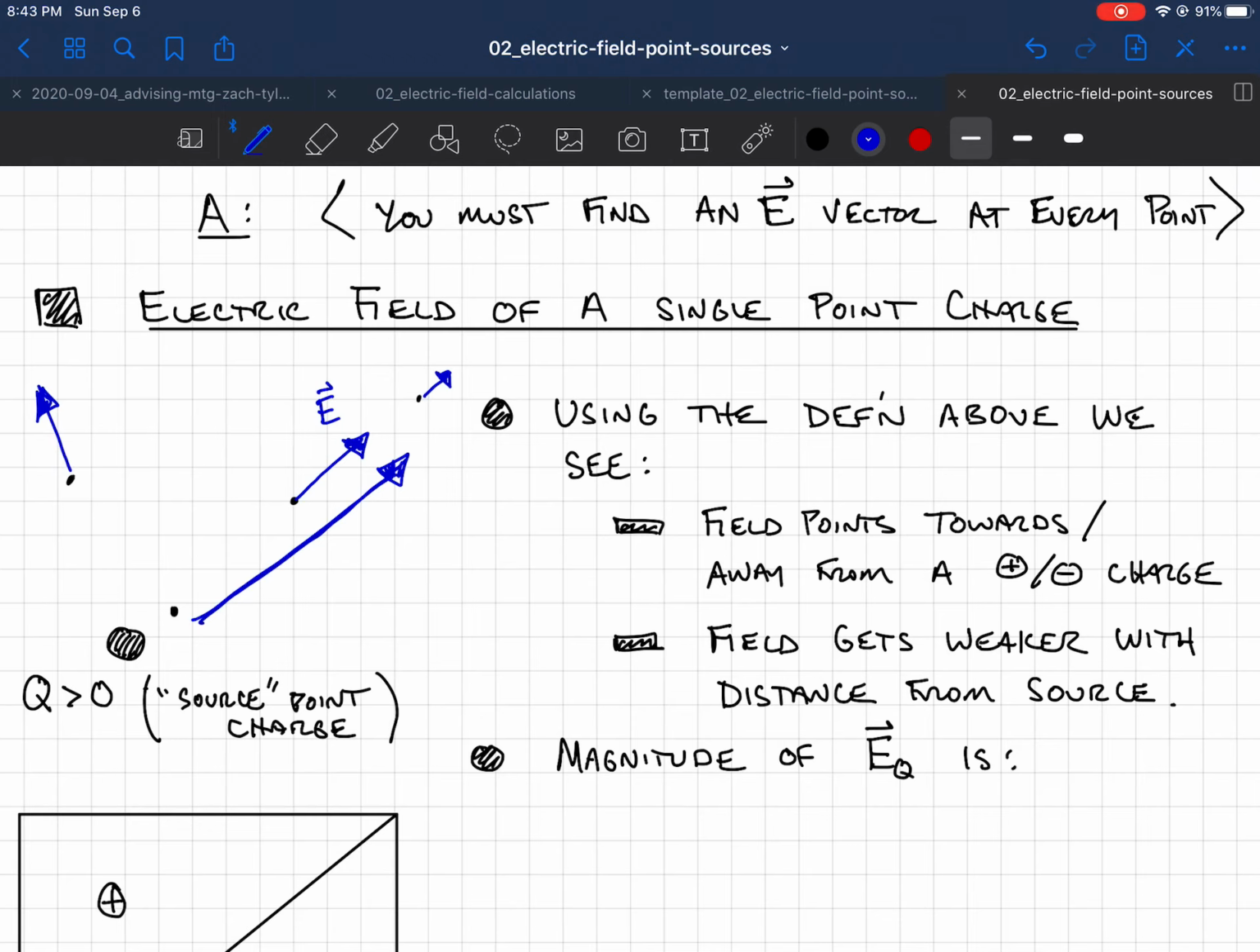So we see that the field points either away from or towards a positive or a negative source charge, respectively. If this was a negative charge, all these vectors would be pointing towards it.